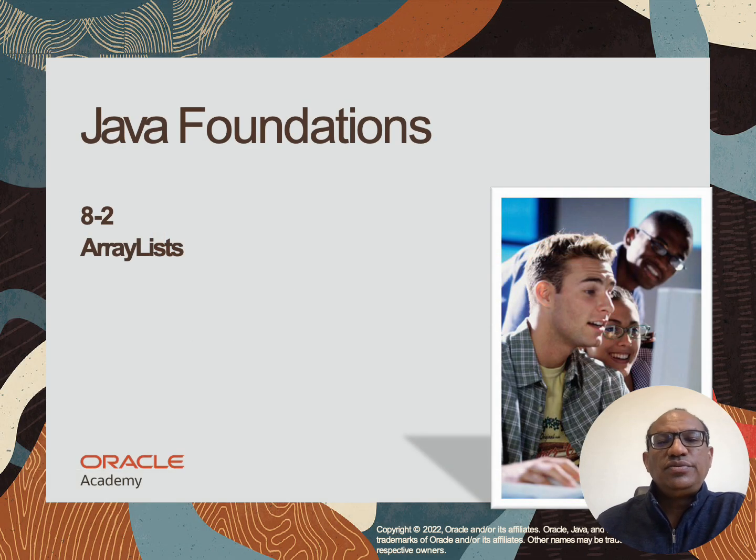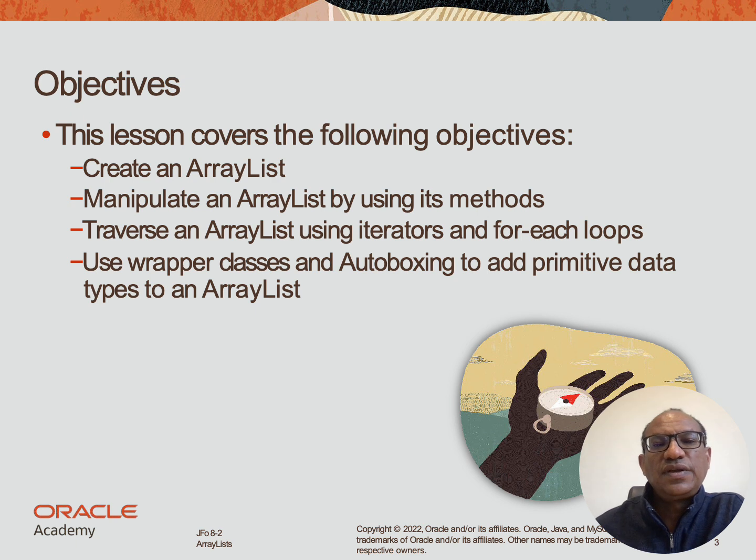Welcome to section 8.2, Array Lists. This lesson is all about leveling up from basic arrays to a more flexible, powerful data structure that is part of Java's collections framework, the ArrayList. By the end of this lesson, you'll be able to create and use an ArrayList, add, remove, and get elements using built-in methods, loop through an ArrayList using for-each, iterator, and ListIterator, and use wrapper classes to store primitive data types with autoboxing.